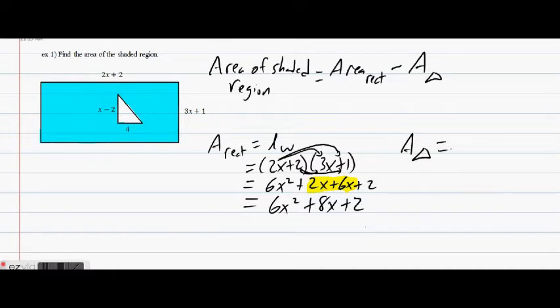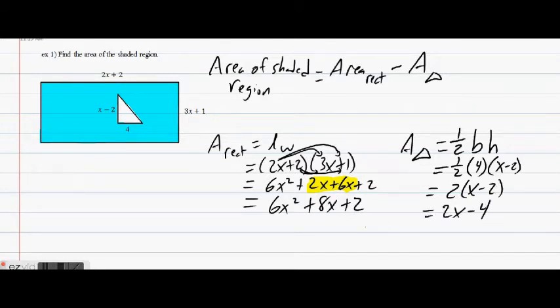Now let's find the area of this triangle. And the area of a triangle is 1/2 the base times the height. Well, 1/2, the base is 4, the height x minus 2. So 1/2 of 4 is 2 times x minus 2. Distribute: 2x minus 4. And now we're coming back up here and we want to find the area of this shaded region.